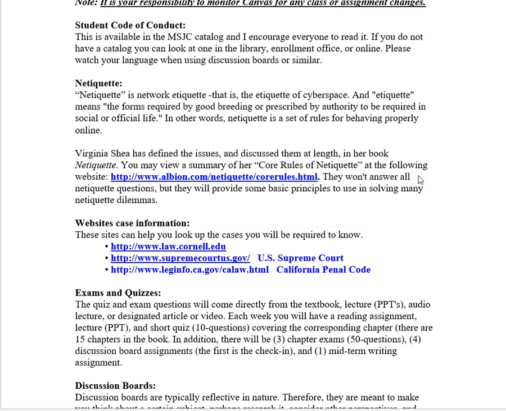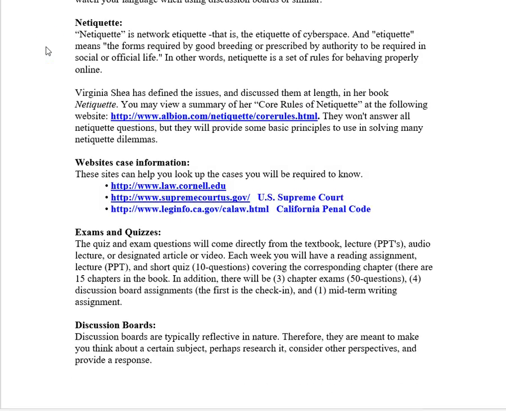Code of conduct. This is available for you in the MSGC catalog, or it's online. But where I really want to go for right now is to talk about this thing called netiquette. Because we're an online course and we're going to be using discussion boards, we need to know how to properly behave online. Netiquette is kind of the network etiquette, or the etiquette of cyberspace, and it's basically a set of rules for how to behave online.